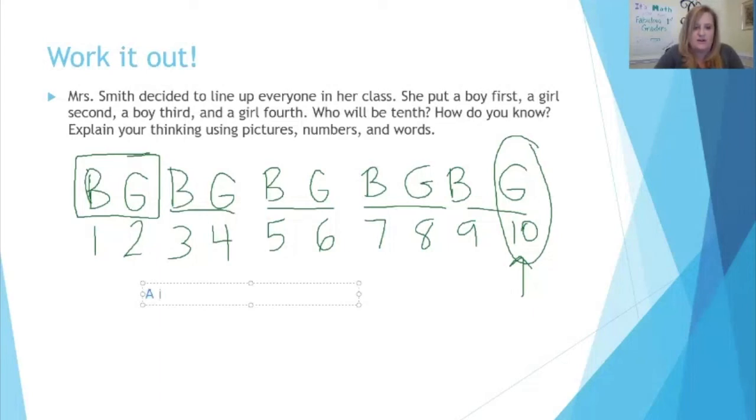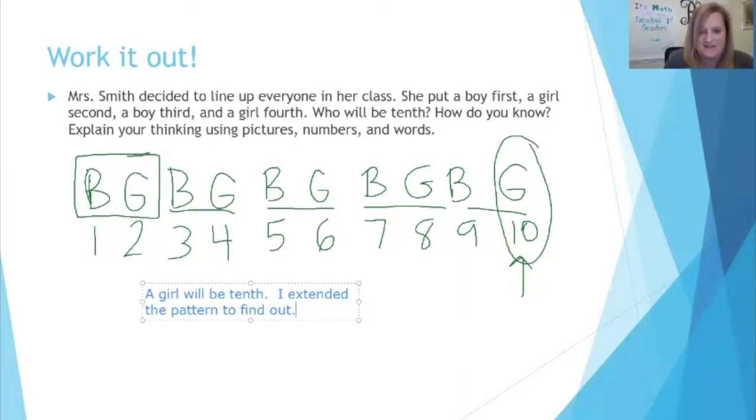A girl will be 10th. I extended the pattern to find out. So that was my strategy I used. I extended the pattern until I got to the 10th spot.